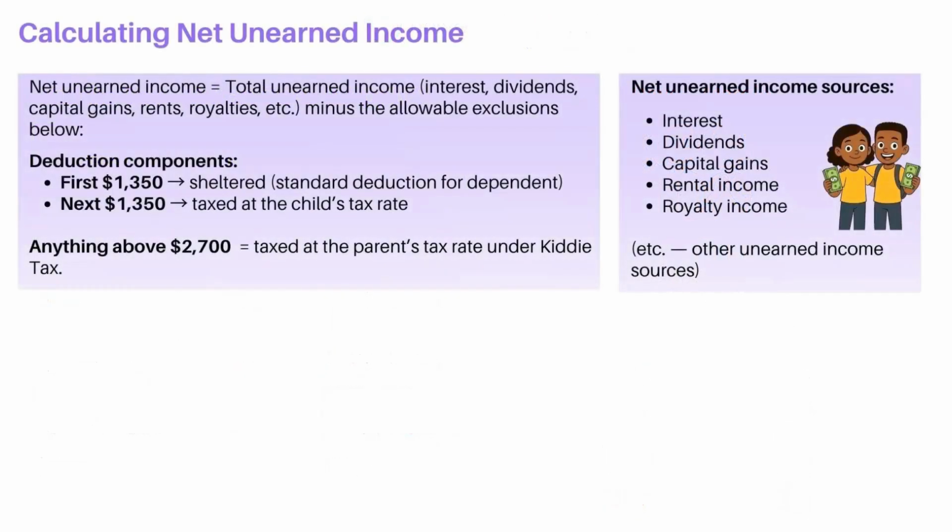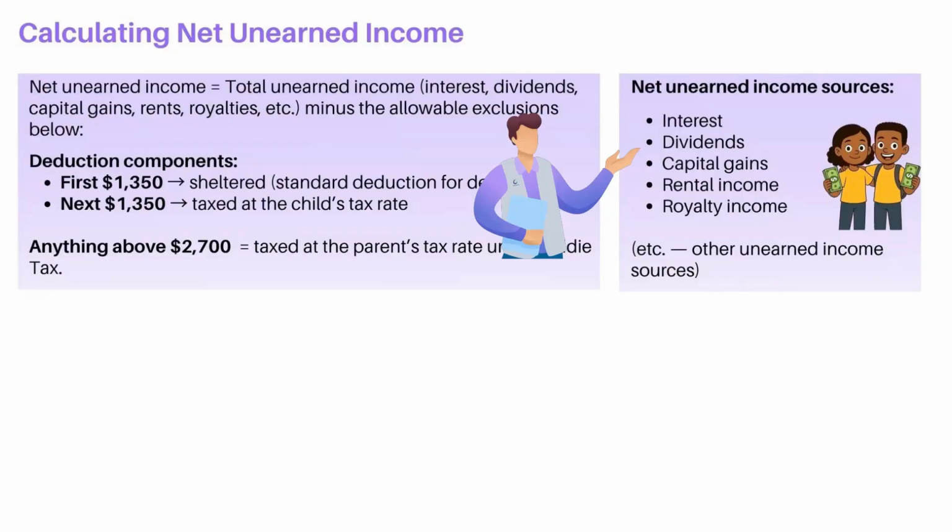All right, so now that we know when kiddie tax applies, now we need to talk about what income we actually apply this to and how we calculate the amounts that get taxed. All right, so this is all about calculating net unearned income. And I want you to think about this as investment income Minnie or Stu earns that wasn't from them actually working. All right, so net unearned income includes, again, interest, dividends, capital gains, rental income, could be royalty income, all of that passive type of income. And the formula is simple. Net unearned income equals total unearned income minus the allowable exclusions.